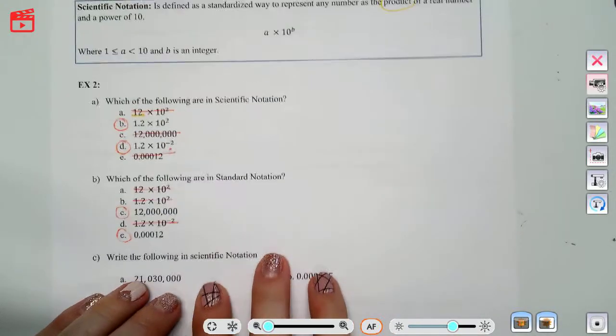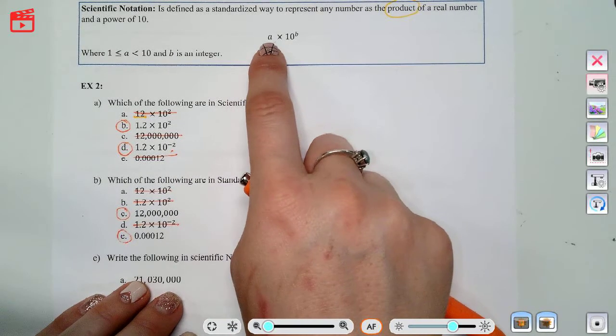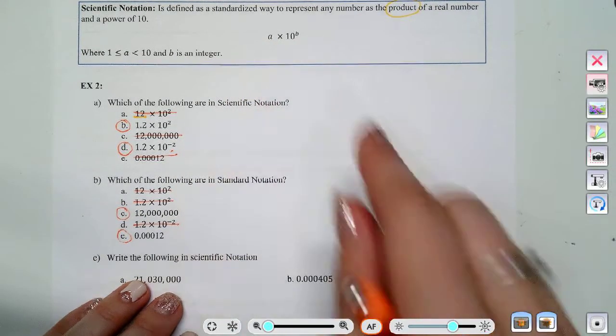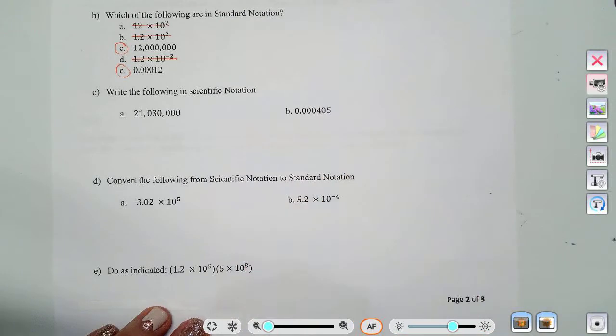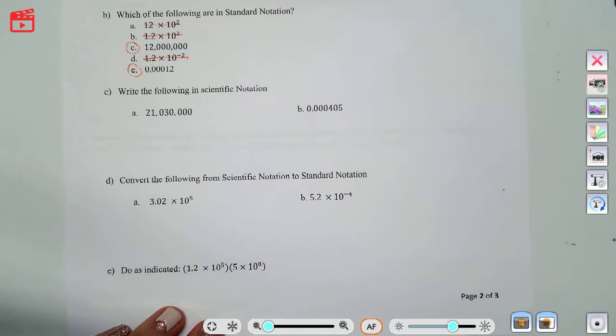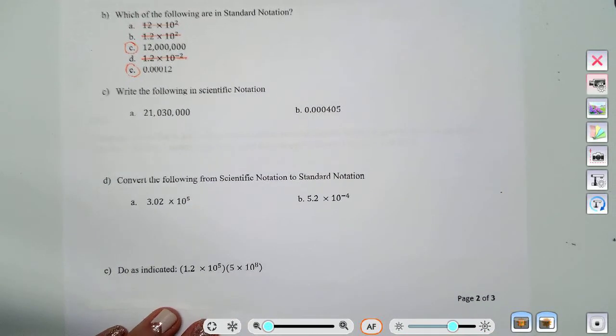Alright, so we're going to write the following in scientific notation. That means we need to find a way to rewrite each number as a times 10 to a power. What we do is basically move the decimal point. That's the whole plan. Move your decimal point to the way you want it to be.